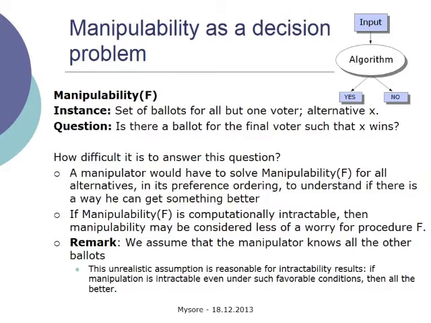For example, you can describe manipulability as a decision problem. You say, I have all the preferences except mine. I know all the preferences of everybody else. I am a voter. And the question I'm asking is, can I submit true or false preferences in such a way that I get a certain result as the collective result? So this is the decision problem, which is then studied by computational complexity to understand whether manipulation is difficult or not.